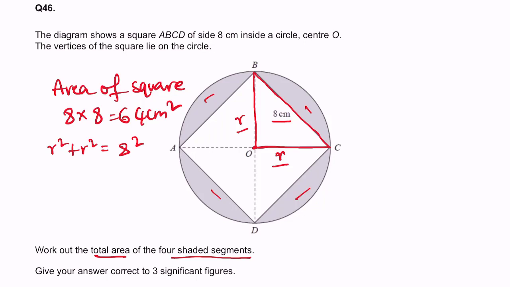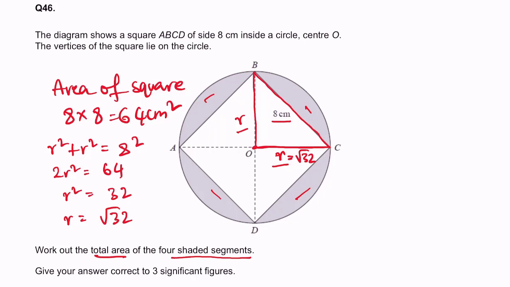Now let's solve for r. So 2r squared is equal to 64, divided by 2 both sides. r squared is equal to 32, and then r is going to be the square root of 32, which on the calculator gives us 5.656. Now I want to leave it as square root of 32 here, and I'm going to use this as the value when I try to work out the area of the circle. So the radius is square root of 32. So let's write this here.